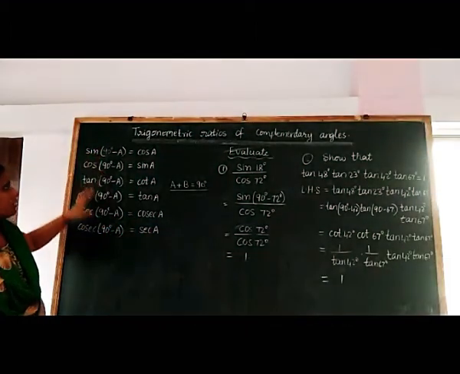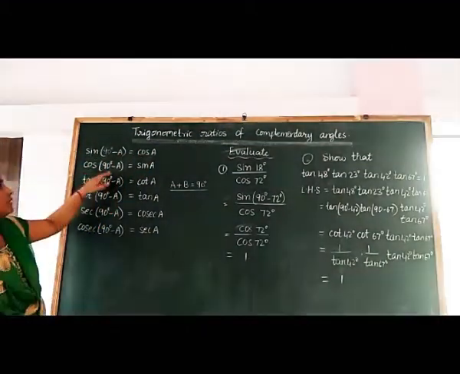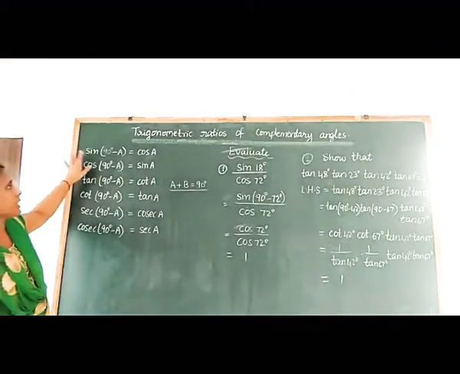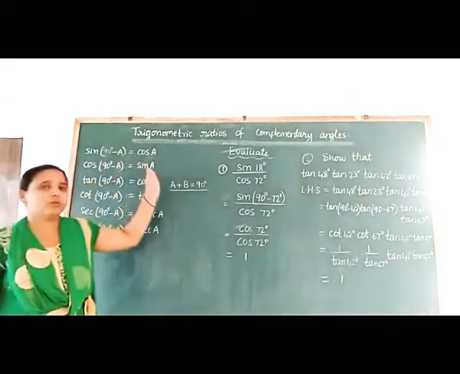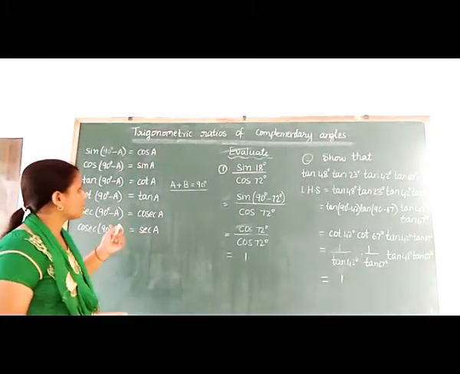So these are the formulas: sin(90 minus A) is equal to cos A, cos(90 minus A) is sin A. Here you can learn it easily that sin(90 minus A) changes into cos A, and similarly cos(90 minus A) changes into sin A.